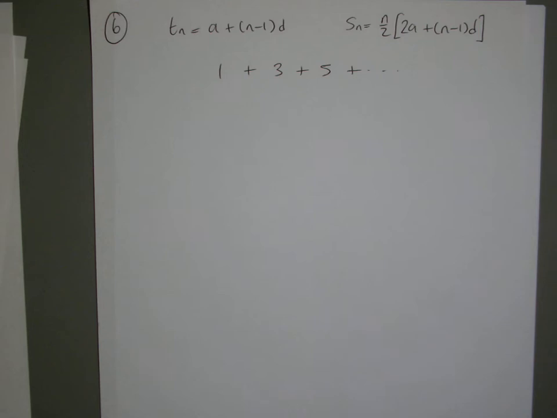Okay, so question 6, it says find an expression in terms of n for the sum of the first n terms of the arithmetic series 1 plus 3 plus 5 plus and so on. Simplify your answer. So the question is here, well, what are they actually asking for? Okay, so you've got to read the question carefully.